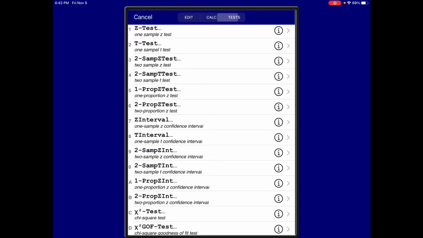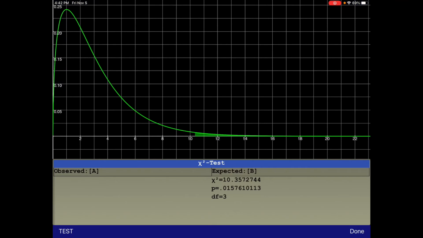So we're going to go to stat, test, and go down to chi-squared test. Again, our observed is in matrix A, expected is in matrix B, and from here we're going to get a chi-squared test statistic, which is what we need. I'm going to round that to 3 decimal places, 10.357, and you'll realize that it is a rather large value, so our corresponding p-value is rather small. We need the p-value for part C and the test statistic for part B.